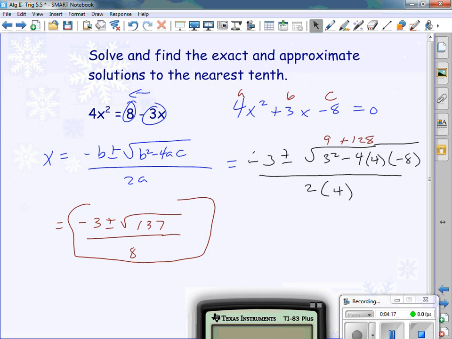If you were to solve this by completing the square, you would have had negative 3 eighths plus or minus the square root of 137 over 8. You would have had the same exact answer.